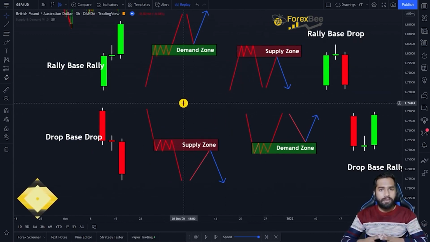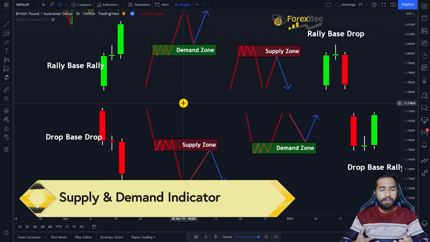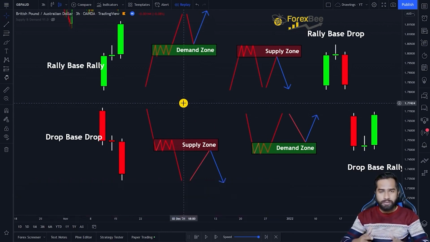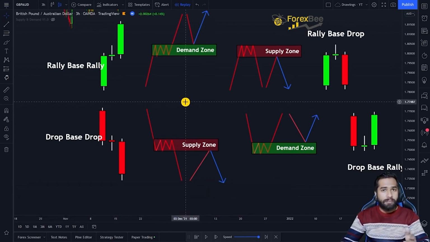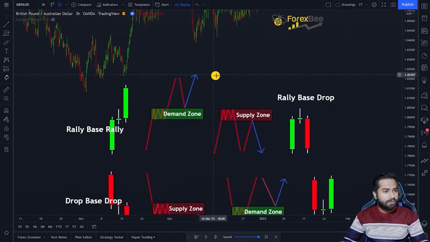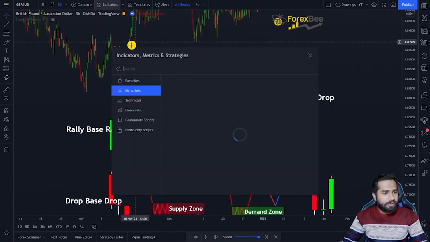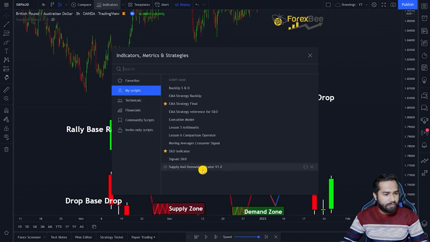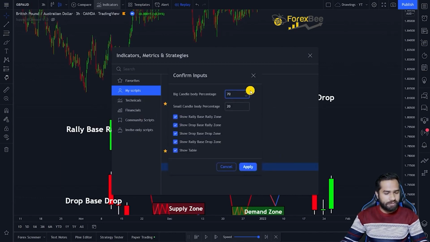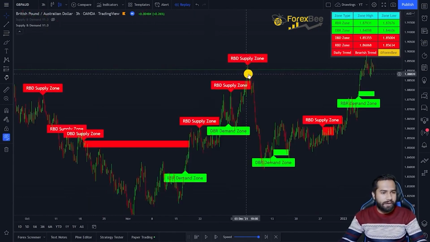Okay, now I'm going to show you how the supply and demand indicator that we developed can help you identify these zones real quick, and also it will show you the results in real time. It will draw the zones in real time. So let's apply the indicator to the charts. In order to apply the indicator, I'm going to go towards the indicators, and I'm going to go towards this indicator, supply and demand indicator version 1, and let me just put in the values, and I'm going to hit apply.